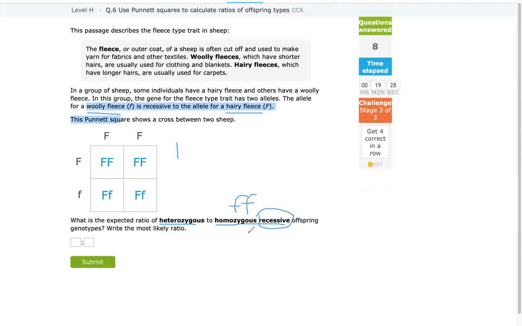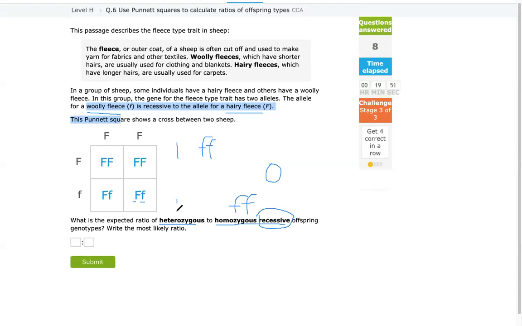Zero. It's zero. How is it going to be zero? Because we don't have any in this box that have two lowercase f's next to each other. We have a capital F and a lowercase f. That's right. So we got to be very careful.